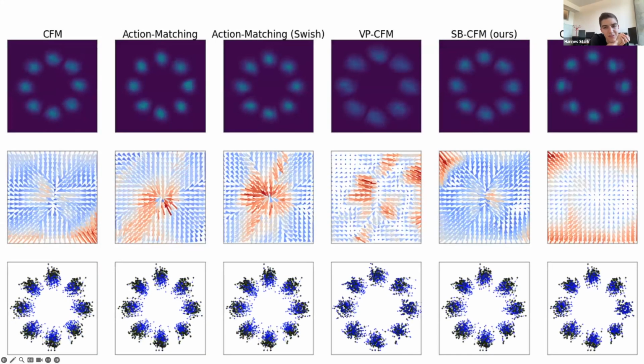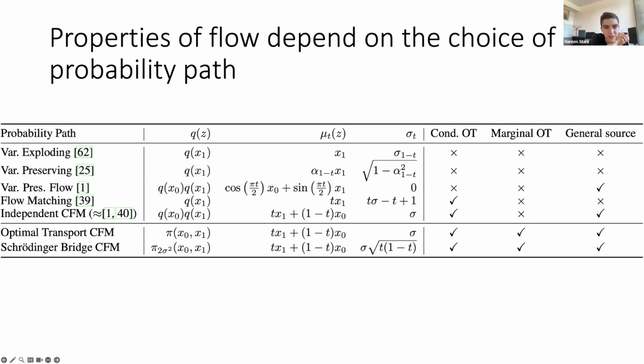I'm kind of confused about the difference between OT-CFM and Schrödinger bridge CFM.